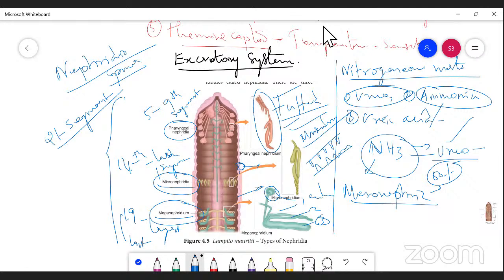The tubular structure passes to the ciliated part, and the ciliated part passes to the muscular region. From the muscular region, there is a small opening, which is called the nephridiopore. Through the nephridiopore, the waste materials are eliminated.